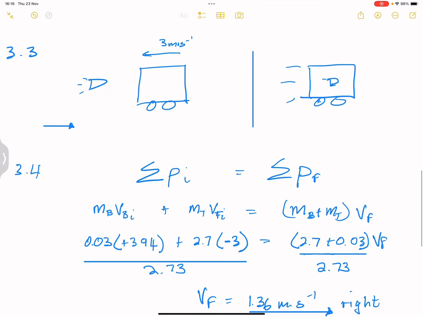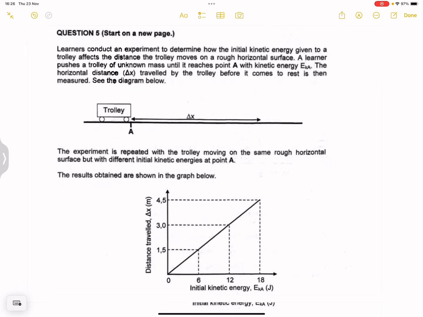Actually, this was 4.4. I'm not sure why I said 3.4. Right, so that's 4.3 and 4.4. Let's go to the next one. Right, let's jump into question 5.